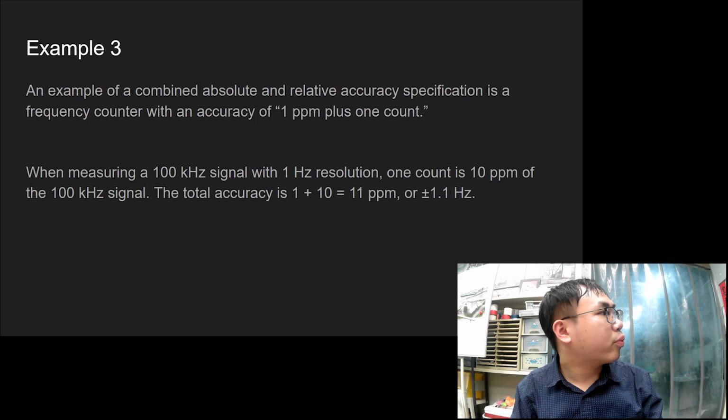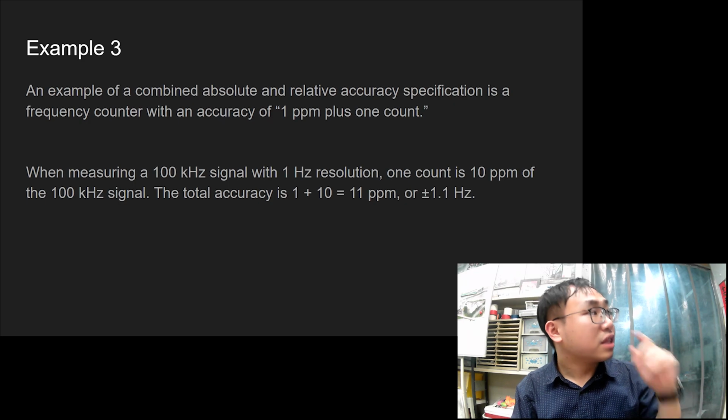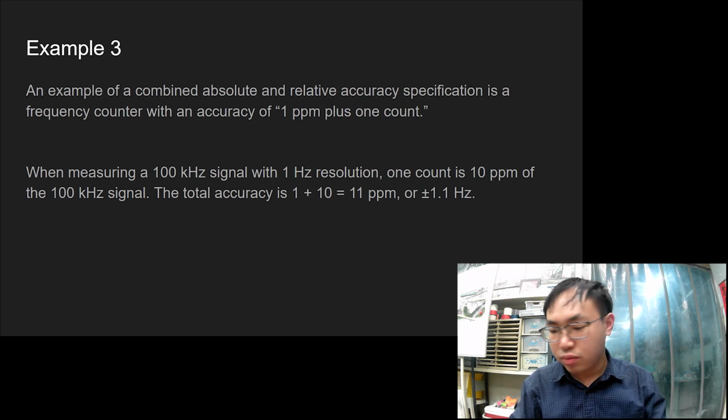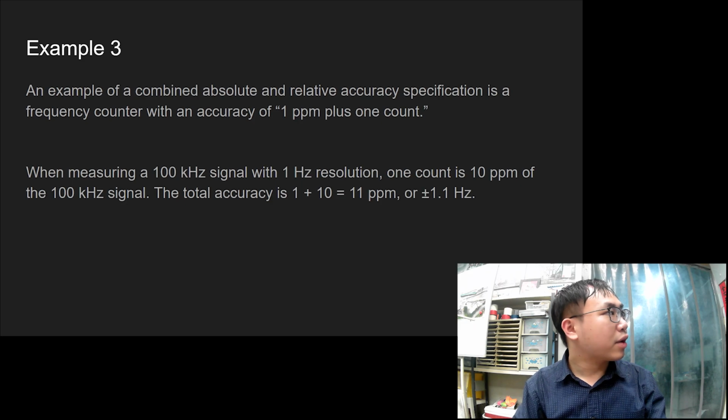You have to calculate what the accuracy is first. For example, a 10 kilohertz signal with 1 hertz resolution. 1 count is 10 ppm of it. For 100 kilohertz, what is 10 ppm? So you can calculate.